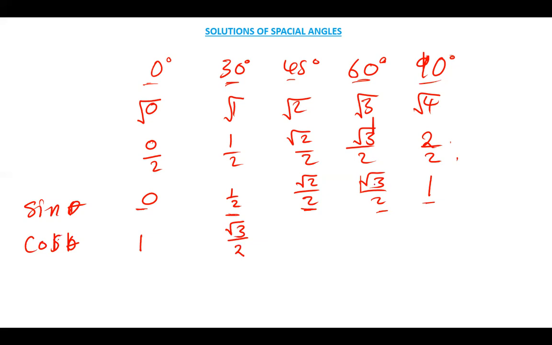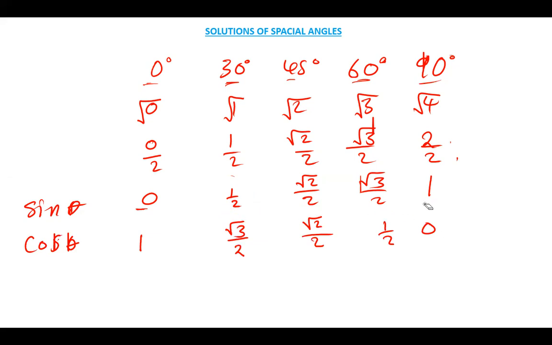Then I have root 2 over 2. I'll write root 2 over 2 there. Then I have 1 over 2 there. This 1 over 2 here, I'm going to write it here. Then I have a 0, which I'm going to write there. Okay.